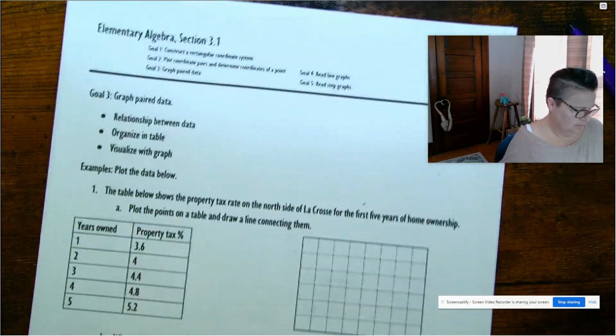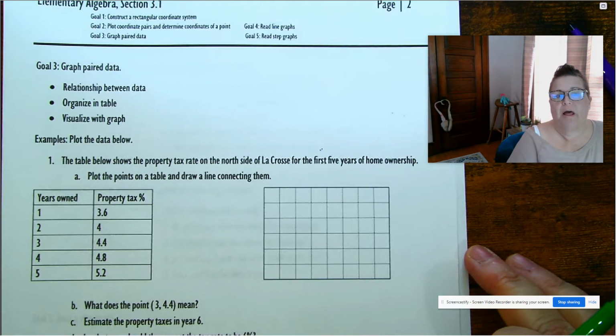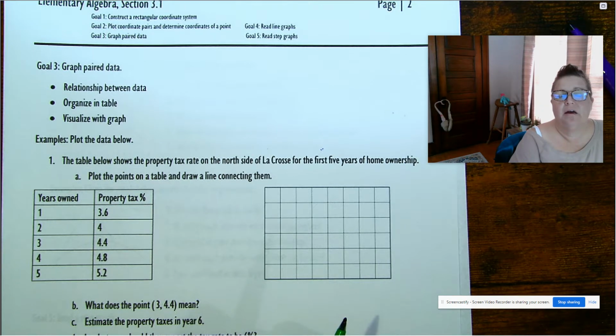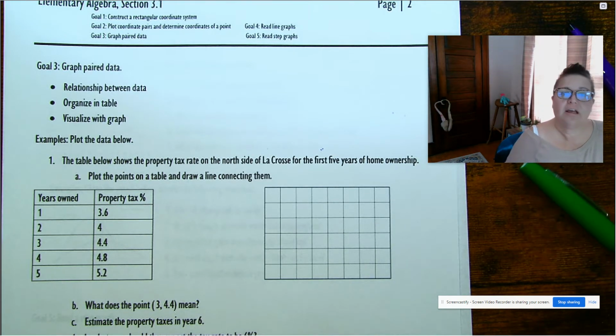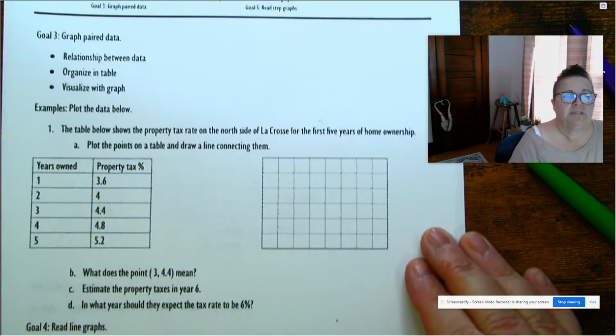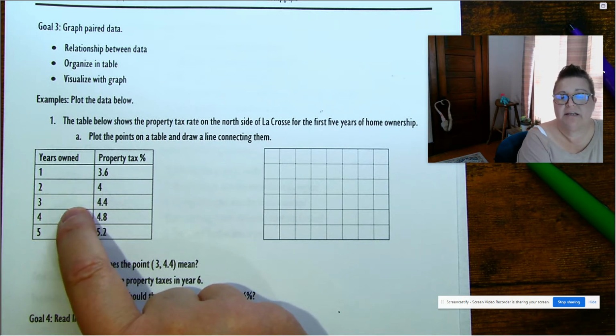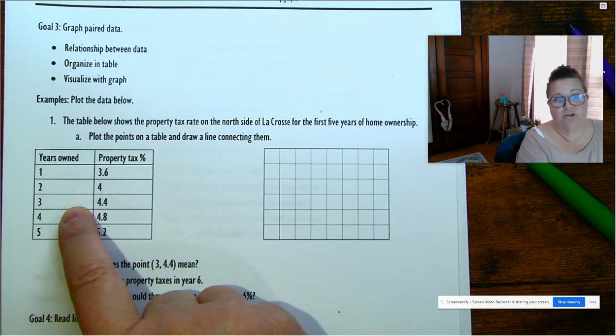Okay. Now, our next goal in this is to be able to graph or plot points from a table into a graph in order to demonstrate the relationship between those two pieces of information. So we're going to look at some data that's been organized into a table, and then we're going to visualize it in a graph. So the table here shows the property tax rate on the north side of La Crosse for the first 5 years of home ownership.